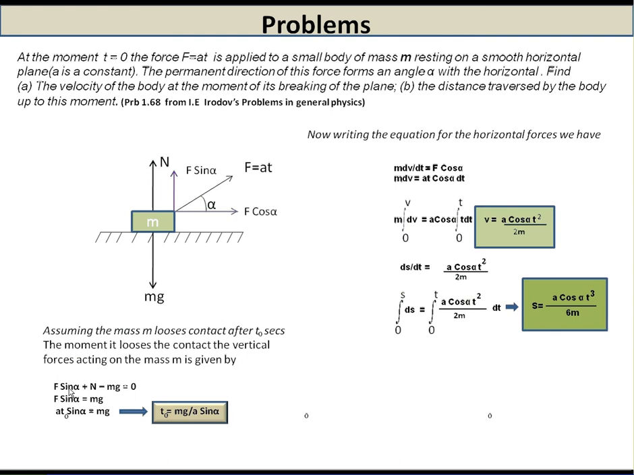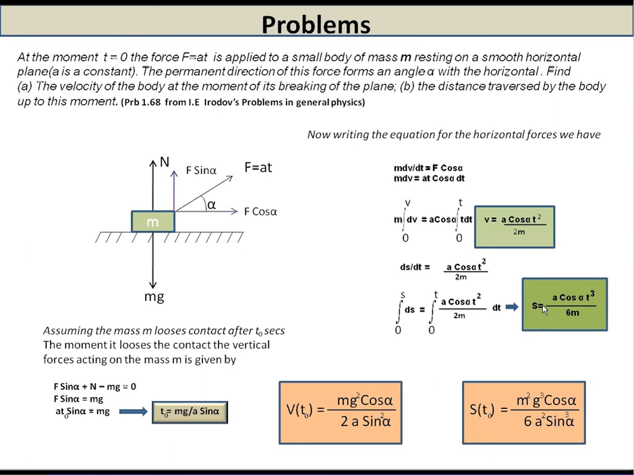If you look at this equation, earlier I had written F sin alpha plus N, because N was the normal reaction, but N will be equal to 0 the moment it lifts off from the surface, since it doesn't have any contact. Now if we substitute the value of t0 in our earlier equations of v and s, we get the velocity and the distance traversed by the body till it breaks off from the horizontal plane.